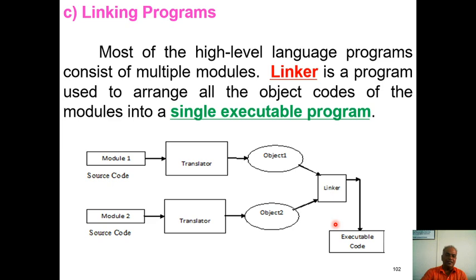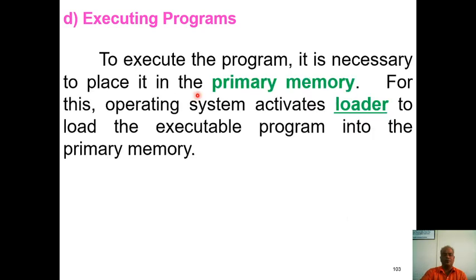So here, this linker is going to assemble the various objects generated by the compiler, so that the object is accepted as a single executable program. The next stage is executing the program. To execute the program, it is necessary to place the program into primary memory. Why is it needed to place it in primary memory?